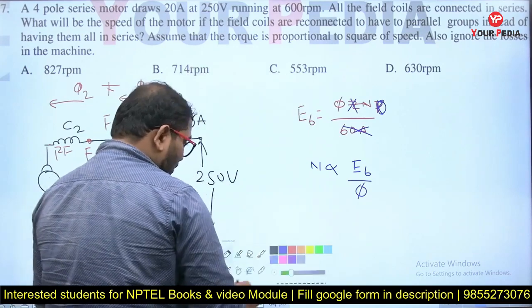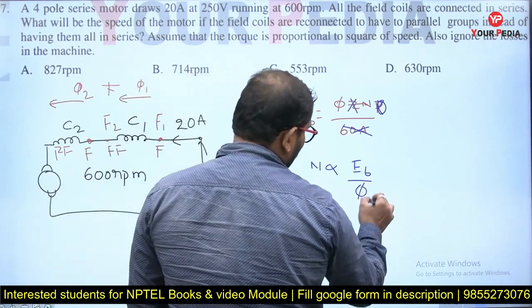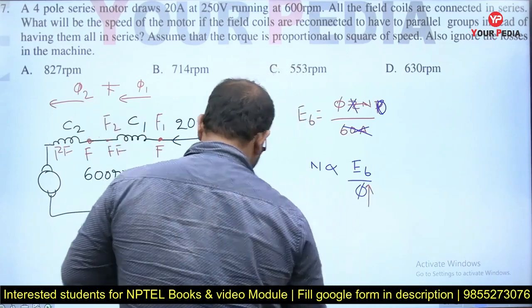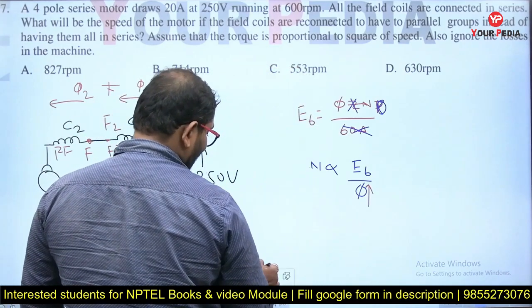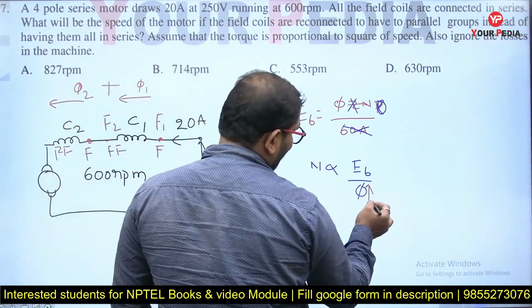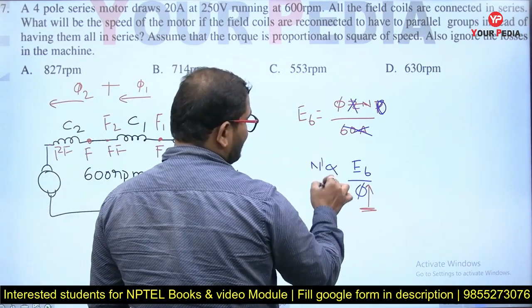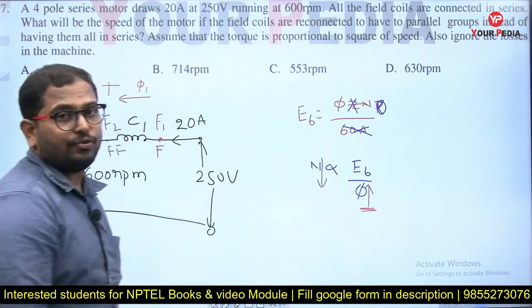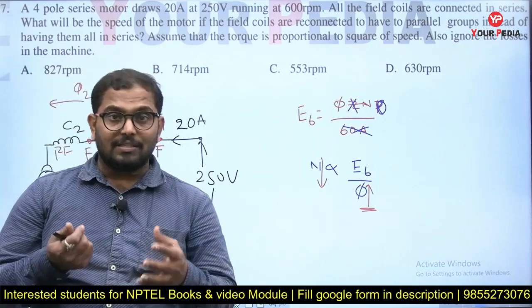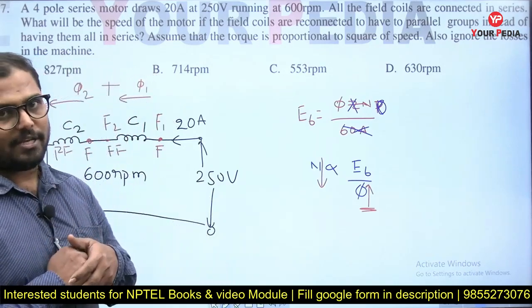So if you choose this series connection, the flux is high because flux addition is taking place here. Because of the addition of flux, more flux will be there. As more flux is there, speed will be reduced, meaning this motor is operating at a lower speed, I can say.